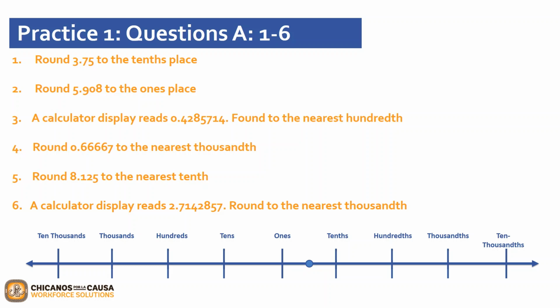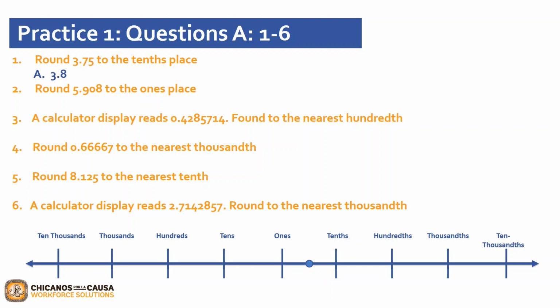Now, as a step 1, we are going to look at the number to the right of the number that is currently in the tenth place. In this case, the number to the right of 7 is 5. This indicates to us that we are going to have to round up. This will give us a final answer of 3.8.